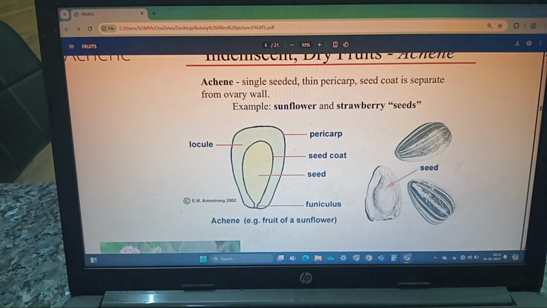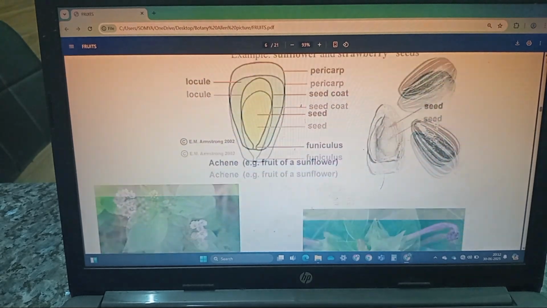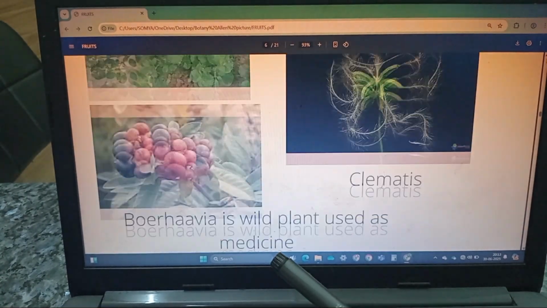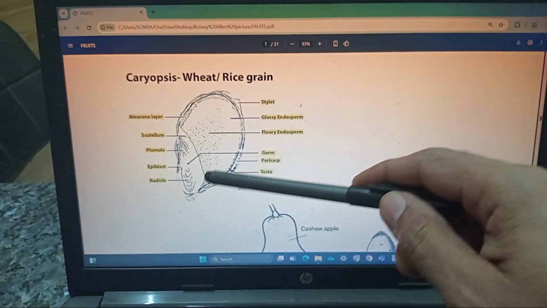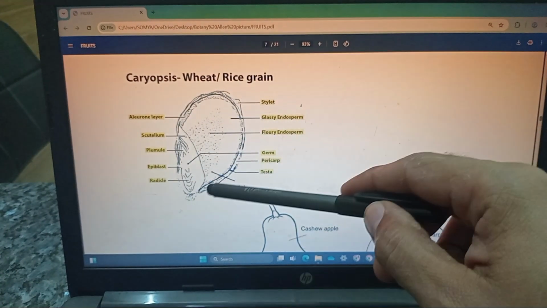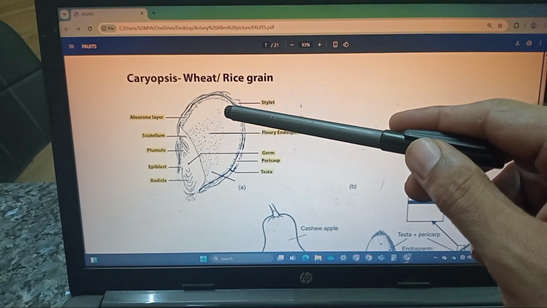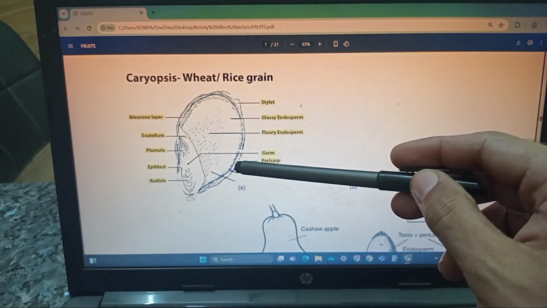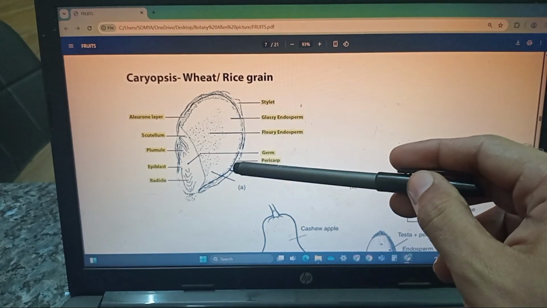This is the second type of the fruit, which is achene. It is found in Mirabilis, right? This is caryopsis, that you have to see. The seed of the maize, wheat, rice, all these are caryopsis. Here, the ovary is superior. Basically here the pericarp and the seed coat are joined. The pericarp and the testa of the seed are joined in the caryopsis.